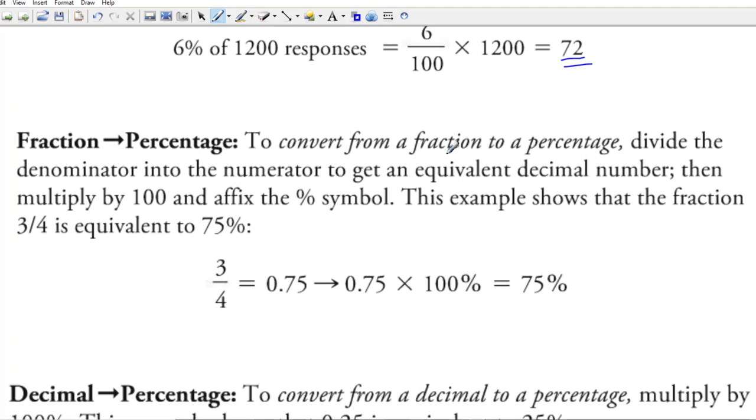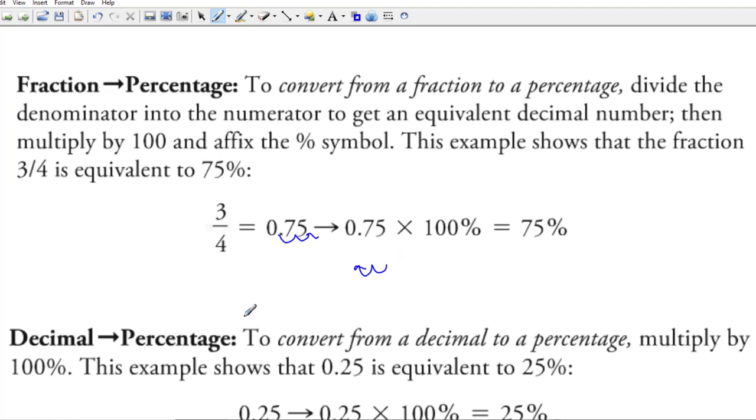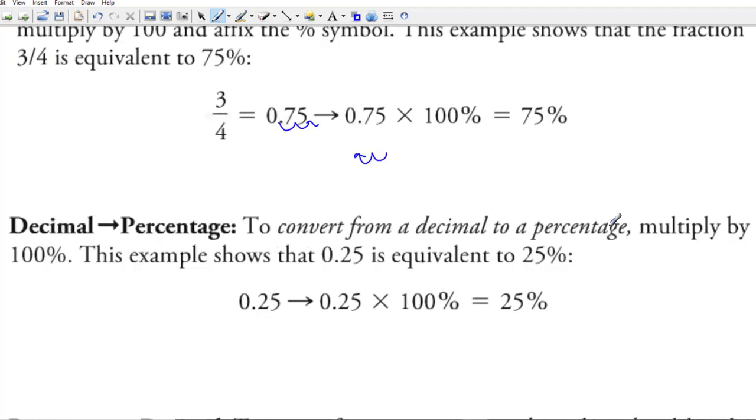To convert from a fraction to a percentage, if you take 3 divided by 4, that's 0.75, and then times that by 100, which means I'm going to move the decimal to the right twice. So to go to percentage, you move the decimal to the right, and to go to decimal, you move the decimal to the left too. Okay? So decimal to percentage. To convert from a decimal to a percentage, you're going to multiply it by 100. So 0.25 times 100 is 25%.